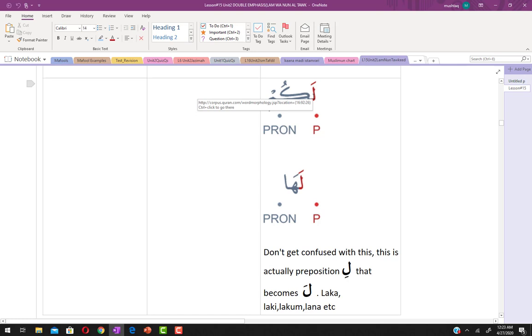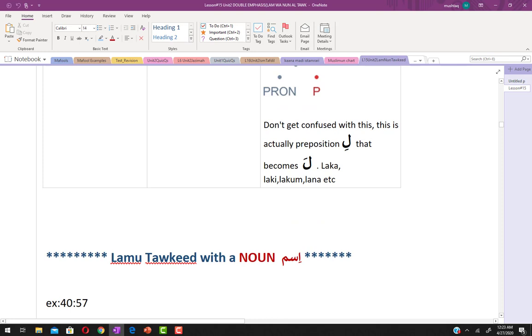This was actually li. It became la when it combines with the pronouns, right? Lakum, laha, lana, laka, except for the first person, that is li. So don't get confused with those lam. Let's take an example of lam al-tawqid with an ism.